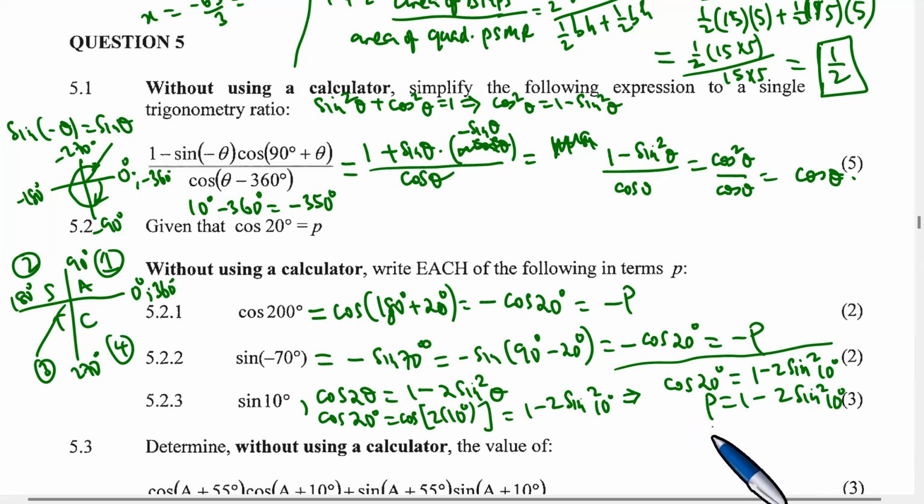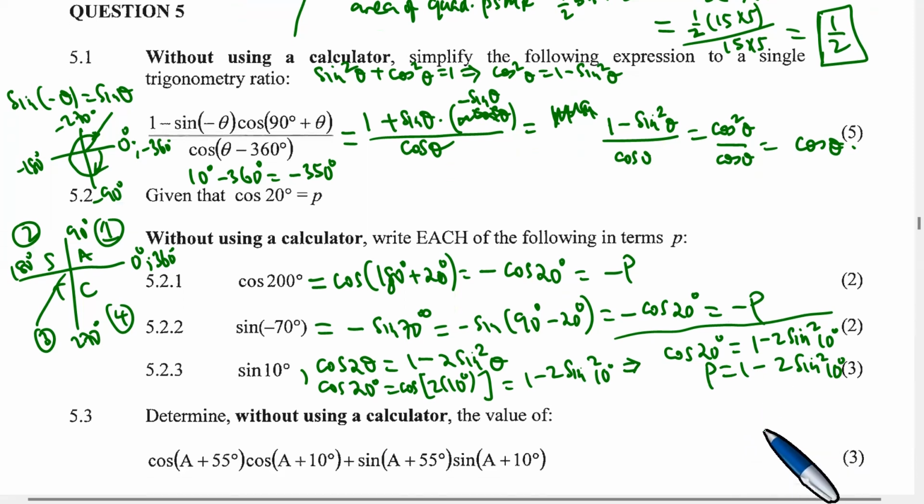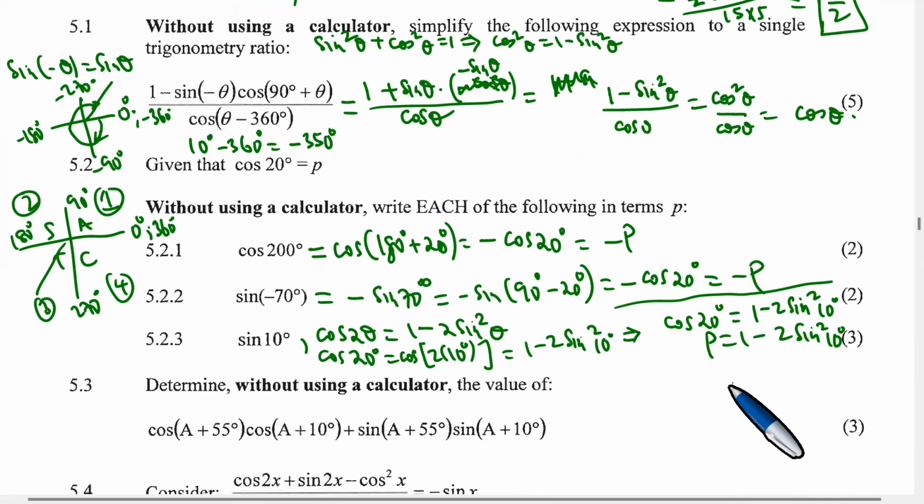Continuing then, we have this one here. We need to solve for sine 10 out of this. So you can move the 2 sine squared 10 degrees, which equals 1 minus P. Sine squared 10 degrees is 1 minus P, you divide by 2. But it is squared.